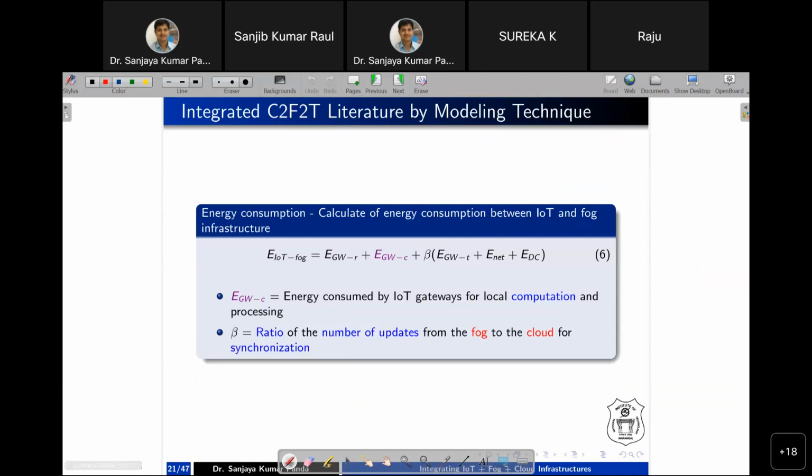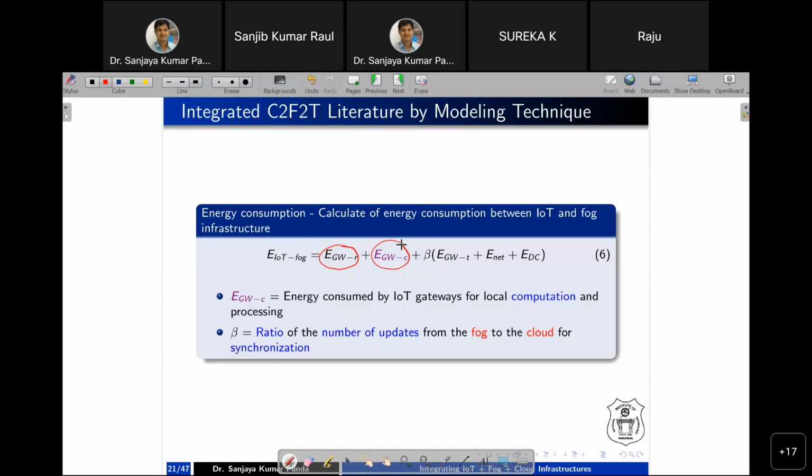Similarly, here you can see we are only calculating the energy between IoT to the fog. So we are considering the same, that is gateway receiving, R stands for receiving, and next is C. This is nothing but energy consumed by IoT gateways for local computation and processing, because these devices can do some kind of local computation also. One example you can consider is a smartwatch. We are processing locally and we are returning the result. That is also possible, right?